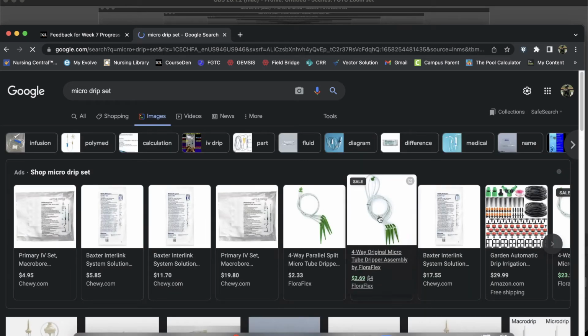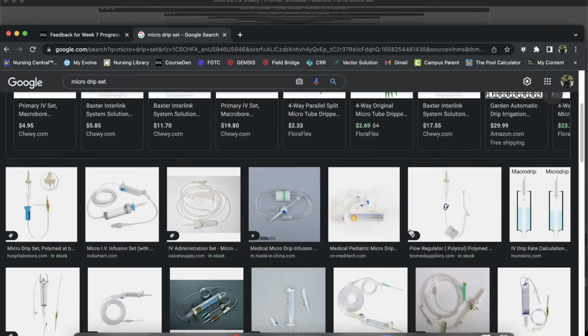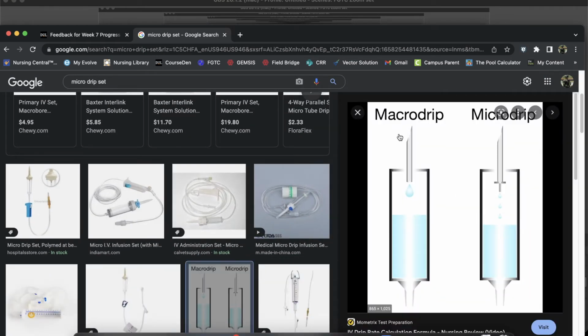Micro drip sets. Lots of different options out here. So this gives an idea. When you have a macro drip set, you have this larger hole versus a very small hole. And the smaller holes are generally like a metal tube, like an IV catheter. What we're talking about is the size of the drop of water that comes out of the hole. And this is based on the surface tension of water, how it's able to hold together.